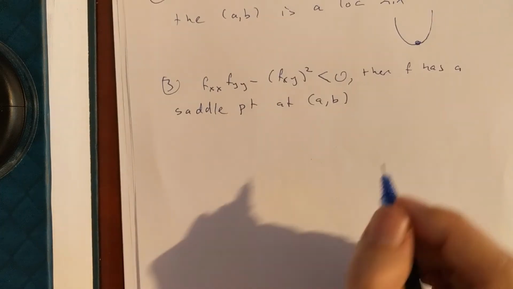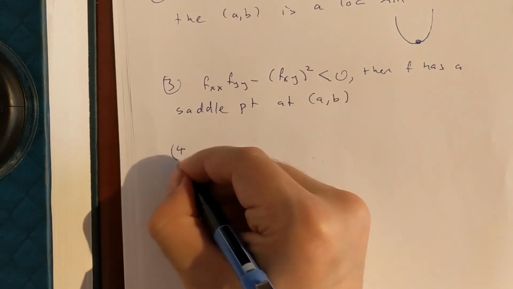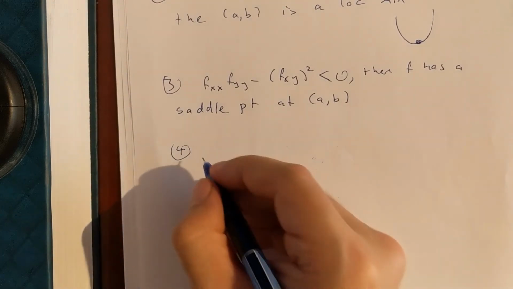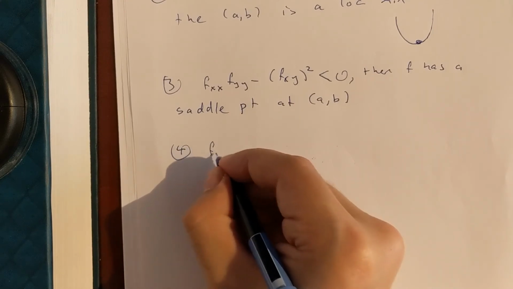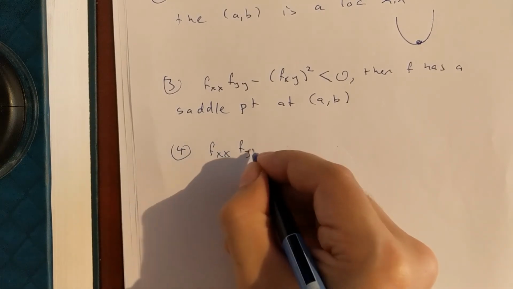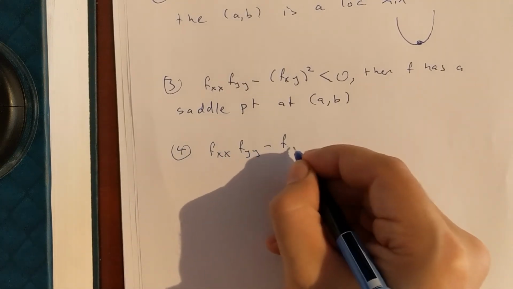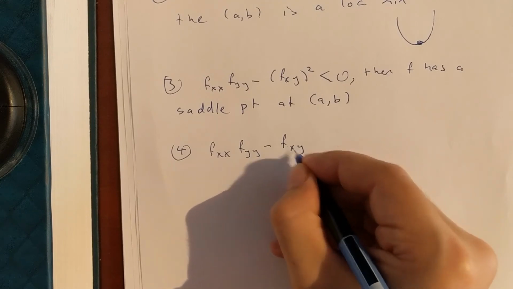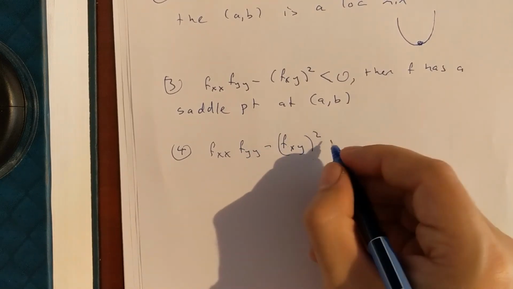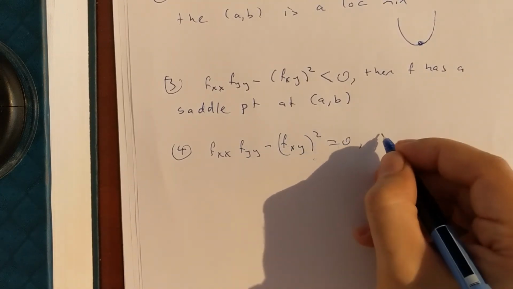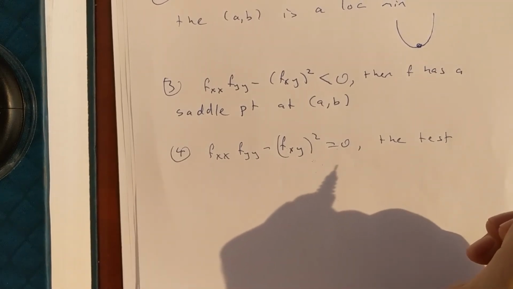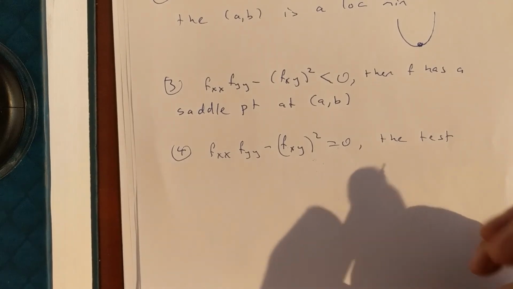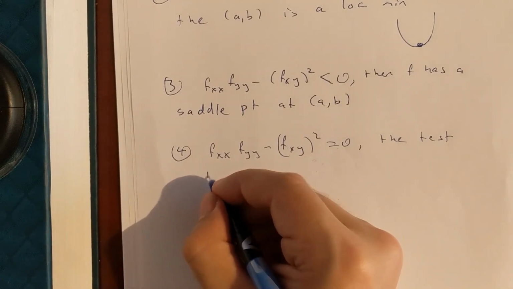And number four, if fxx times fyy minus fxy, the whole thing squared, is equal to 0, the test is inconclusive. You cannot make a conclusion. It could be a local maximum. It could be a local minimum. It could be neither.